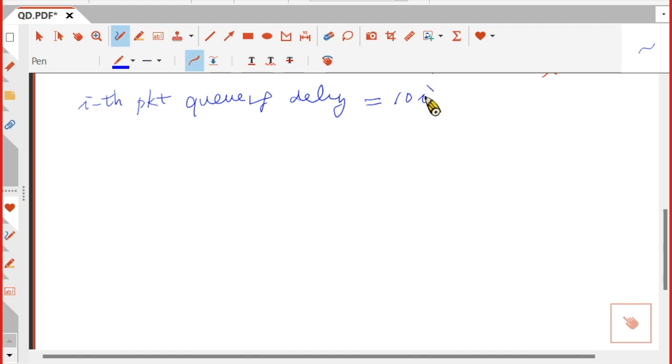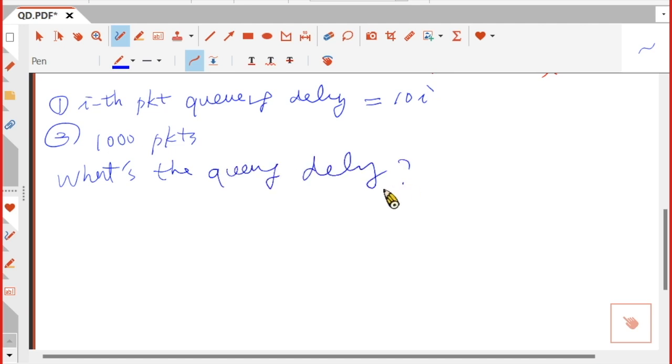So the first packet queuing delay is 10. The second packet is 12. Maybe you don't have any reason, but somewhat like someone measured it and found the formula. This is the given. Actually, this is the first given condition, and the second condition is to consider 1,000 packets. And what's the queuing delay? Well, this one is really special. Someone gives you the formula, and how do you apply the formula to get the average queuing delay?